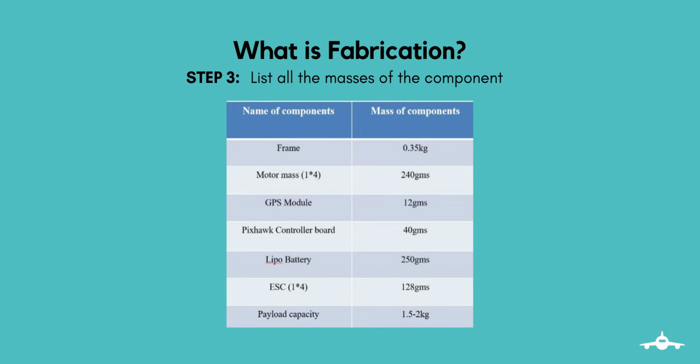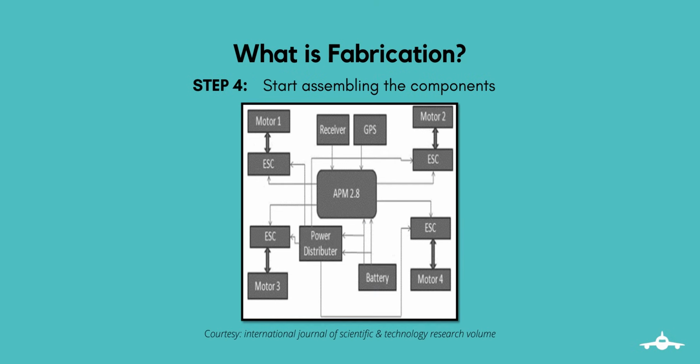The next step would be to estimate the weight of each component used. As shown, the table lists all the masses of the components used. This step is very necessary because weight plays a major factor in designing any of the UAVs. The next step is to calculate the estimated total weight of the components. Then start assembling the components to make sure that the essential components such as ESCs, receiver and GPS are directly connected to the flight controller, because the flight controller will monitor the operations of all these components.